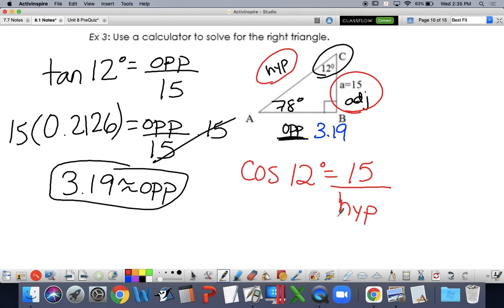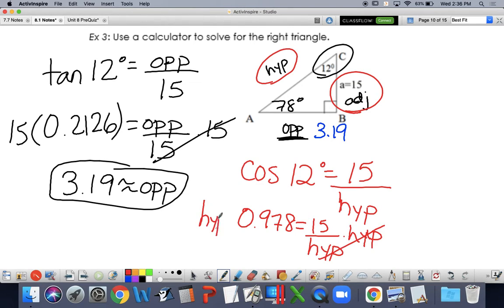Now, how do I solve this one? Okay, I guess we can figure out the cosine of 12 degrees. We get 0.978. How do I solve this? Okay, let's take it step by step. How do I get rid of this hypotenuse from the denominator?